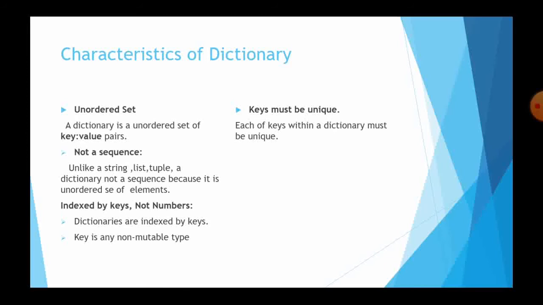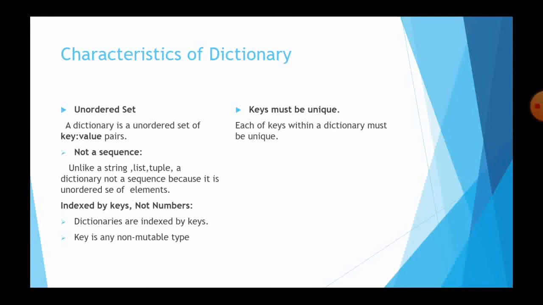It is indexed by keys, not by numbers. The dictionary values are indexed by a key value. See, string, list, and tuple are all indexed by numbers, but here the dictionary is indexed by the keys. Keys are an immutable type, that means we cannot change the keys. Keys must be unique. Each of the keys within a dictionary must be unique.